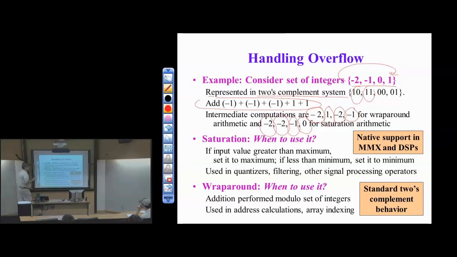Okay, that doesn't mean that, again, they each have their limitations. Now, when to use it? Saturation is kind of this following idea. If the input value is greater than the maximum, then we set it to the maximum. If it's less than the minimum, we set it to the minimum. So this is exactly the quantizer view of things from the previous slide. And so, yes, this has a place. It's used in not just quantizers. We also tend to use it in implementing filters and other signal processing operations.